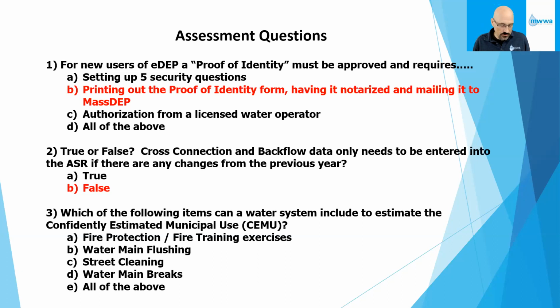Number 3, which of the following items can a water system include to estimate the confidently estimated municipal use, or the SEMA that Jen Durso covered? And all of those categories are used as part of the SEMA. So all of the above would be the correct answer on number 3.